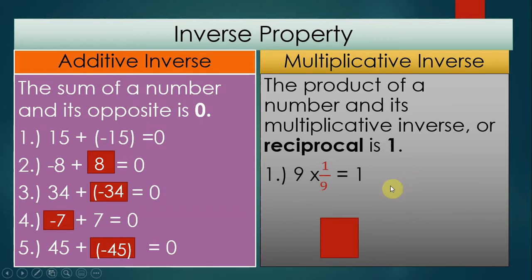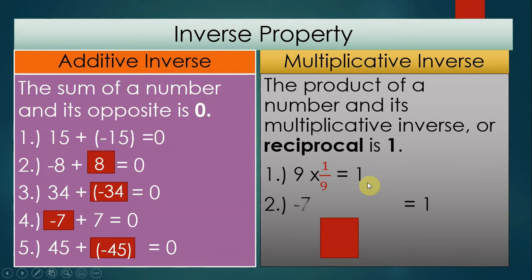Here is the example. 9 times 1 over 9 is equal to 1. Now 9, its multiplicative inverse is 1 over 9. Actually, when we refer to multiplicative inverse, it also refers to reciprocal. So the reciprocal of 9 is 1 over 9. When we multiply 9 and its reciprocal, the answer is 1.